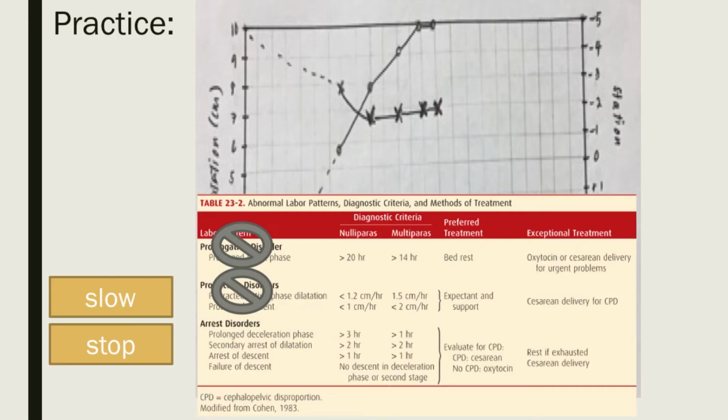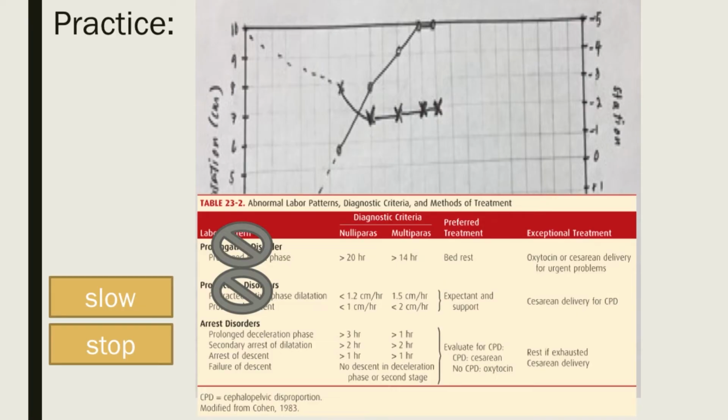Obviously, it is a secondary arrest of dilatation. Why? Because the cervix of this patient reached full dilatation or 10 centimeters, and therefore we can easily rule out secondary arrest of dilatation. Now, is this a case of prolonged deceleration phase?